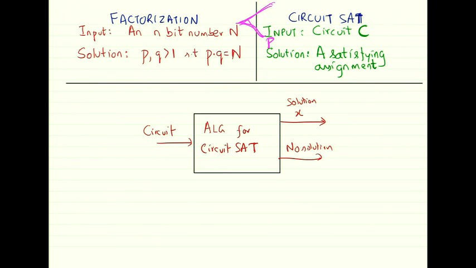Let's see. So firstly, factorization is in NP, right? Meaning it has a verification algorithm. What is a verification algorithm going to be? Well, it's just going to be the following simple thing. You get the input, which is the number n, and then you get the solution, which are two numbers p and q.